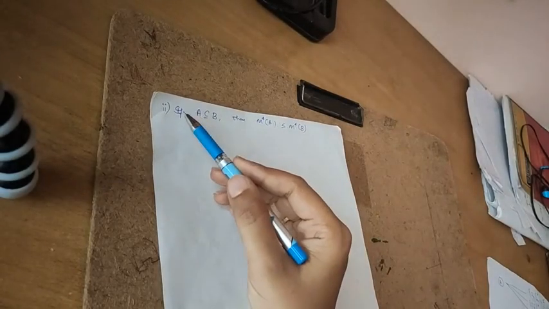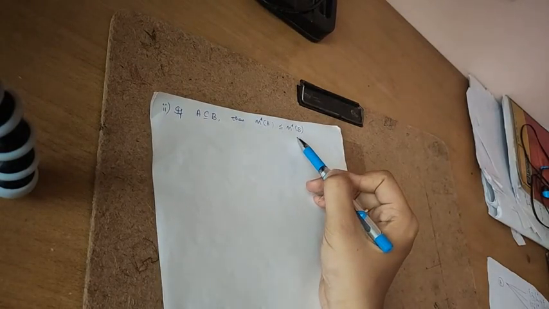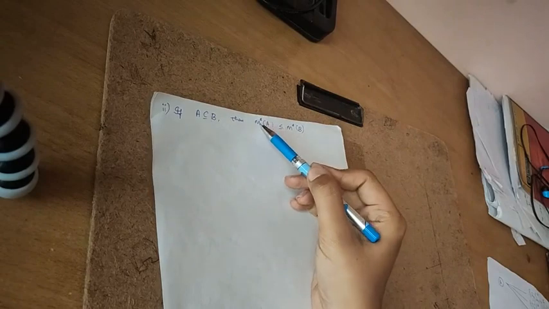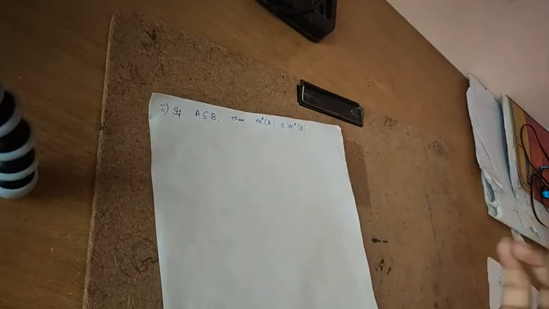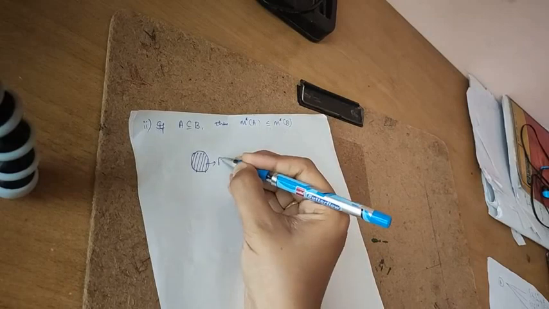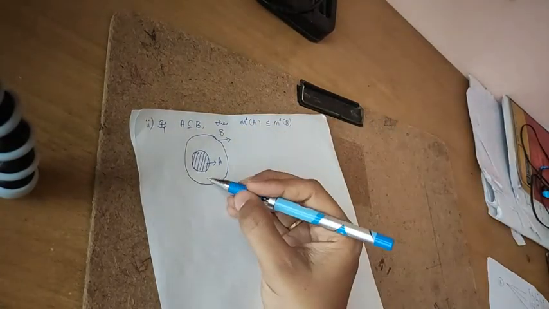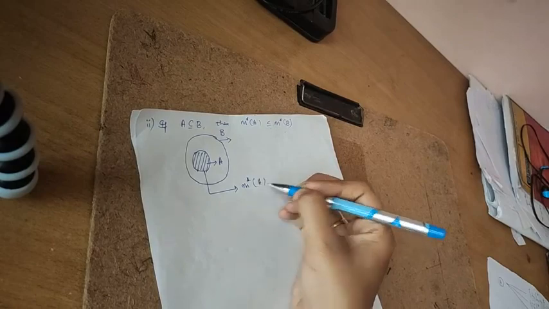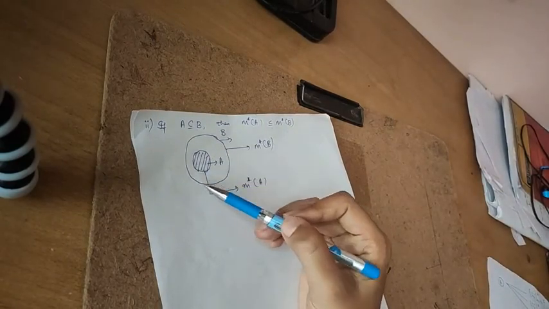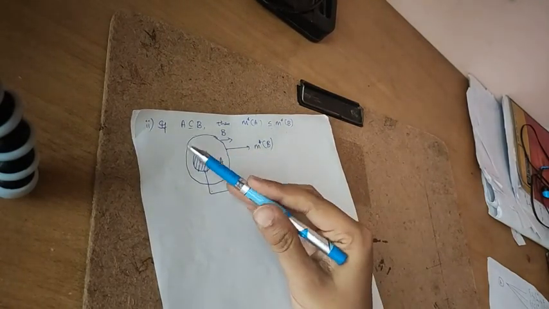The next property is: if A is a subset of B, then m star of A is less than or equal to m star of B. That is nothing but whenever A is contained in B, then the quantity of A is less than or equal to the quantity of B. Pictorially, this is my A and this is B. So this is m star of A, this is m star of B.